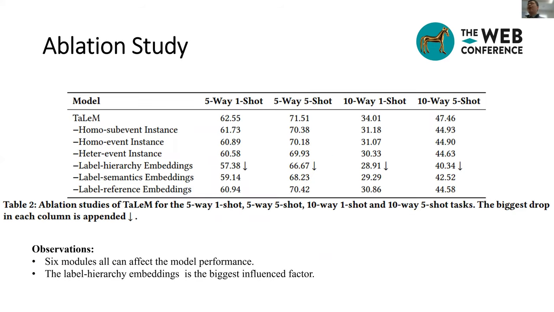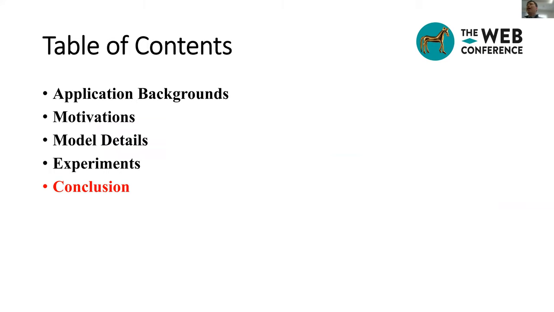At last, we conduct an ablation study to understand the effectiveness of each module in TLM. We can find that the six proposed modules can affect the model performance, and the label taxonomy is the biggest influence factor. In the end, we can make a conclusion about this paper.